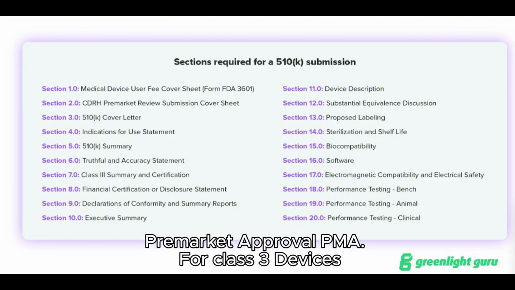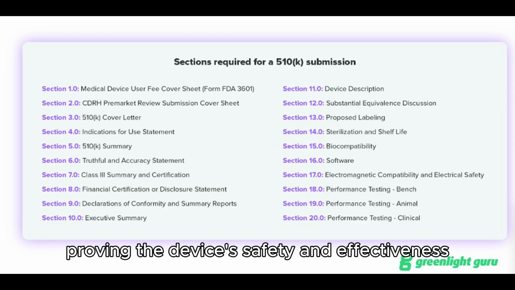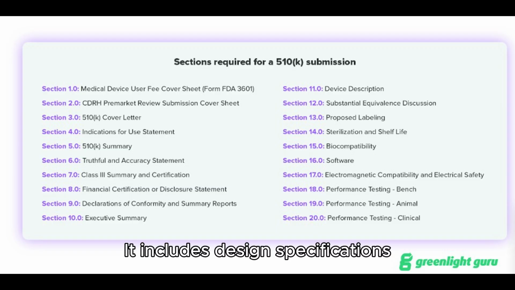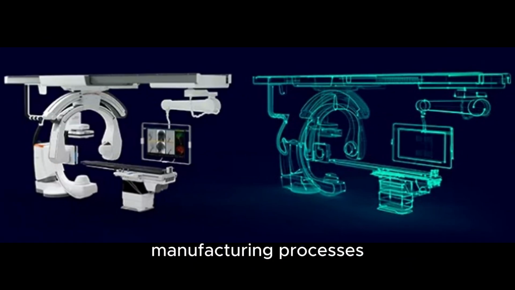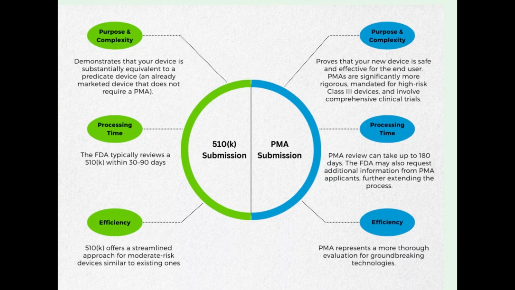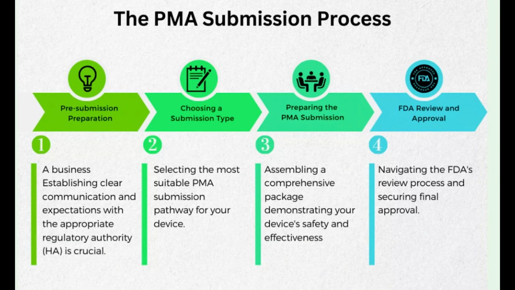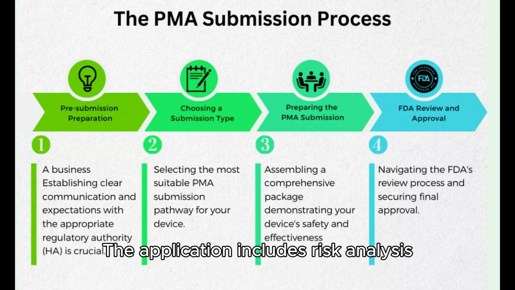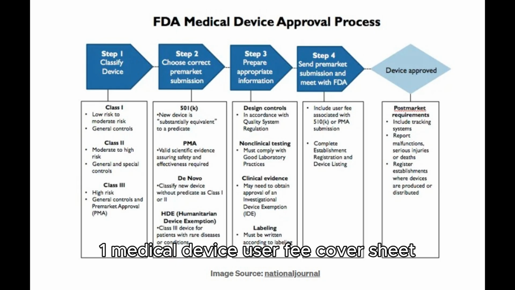Pre-market approval, PMA. For Class 3 devices, this requires in-depth scientific and clinical data proving the device's safety and effectiveness. It includes design specifications, clinical trial results, manufacturing processes. Example form, FDA Form 356H, application for PMA. De novo request. For novel devices, this is for devices without a predicate but considered low to moderate risk. The application includes risk analysis, summary of benefits versus risks, suggested classification. Example form, FDA Form 3601, medical device user fee cover sheet.